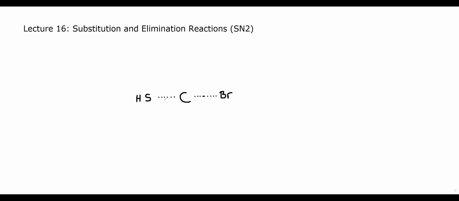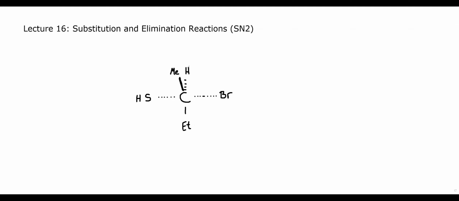So there is a point in time when this carbon is sort of halfway bonded to sulfur and halfway bonded to bromine, right? This sulfur is coming in, and this bromine is getting kicked off. Now this carbon is also connected to a methyl group and a hydrogen and an ethyl group.